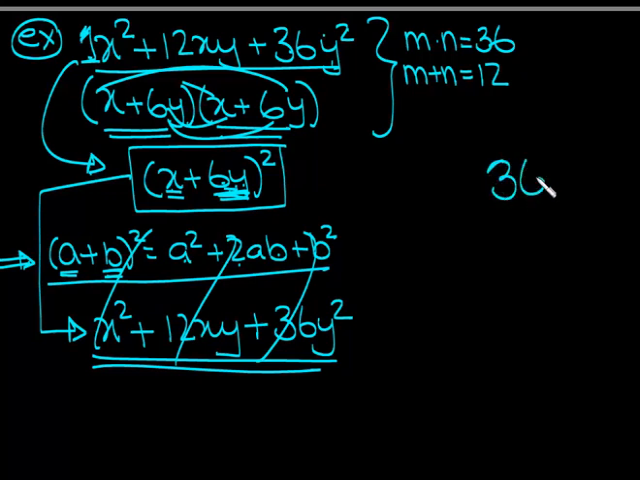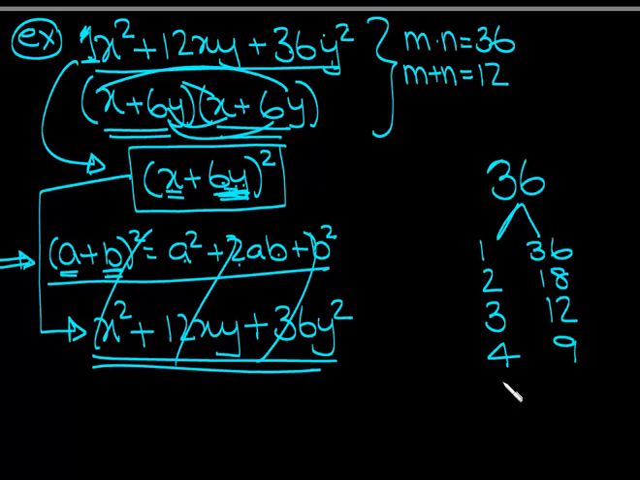I have 36. What are the factors of 36? 1 and 36, 2 and 18, 3 and 12, 4 and 9, 5 doesn't go into 36, 6 and 6, 8 doesn't go into 36, but then I have 9 and 4, but I already have 4 and 9, so I can stop. Okay. Now this product is positive.